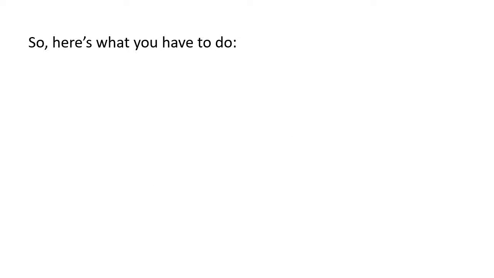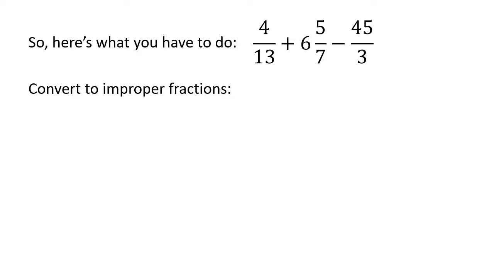So here's what you have to do. You take the problem, and before you can add all of this stuff up, you're going to have to put it into improper fractions. You could do it other ways, but this is the way I'm going to do this one. So we're going to convert everything to improper fractions. So that middle fraction becomes 47 over 7. That's 7 times 6 is 42, plus 5 gives you 47. So there are your 3 fractions in non-mixed form.